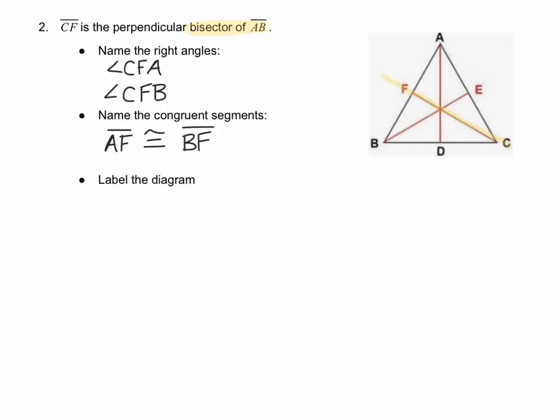Now I just need to label my diagram, drawing in tick marks and those right angle symbols. So I know that my angle CFA and my angle CFB, those are right angles, so I'm going to draw in those boxes in the corner. And I know that segment AF is congruent to segment BF. So I draw those tick marks on those segments to identify that they are congruent.